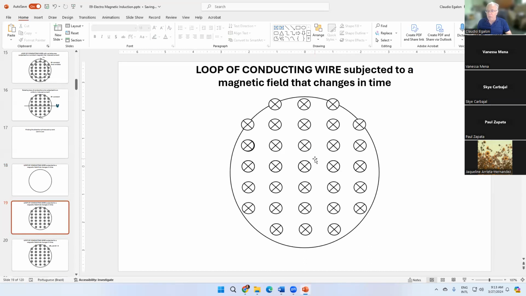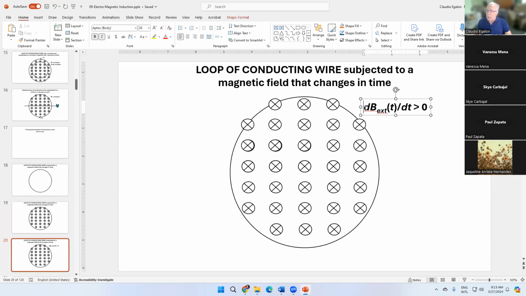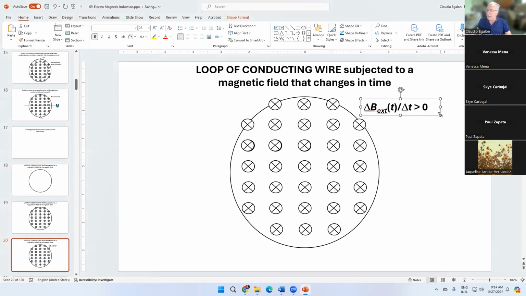Too many magnetic fields here, right? Let's make it look good. The magnetic field is into the board. I didn't say yet how the magnetic field is changing, if it's increasing or decreasing. So let's say that this magnetic field is increasing as time goes by. The change in magnetic field with time has a positive sign: delta B over delta T is greater than 0. So that's one example.